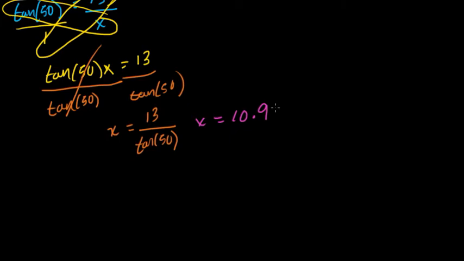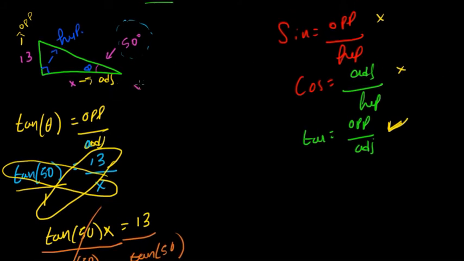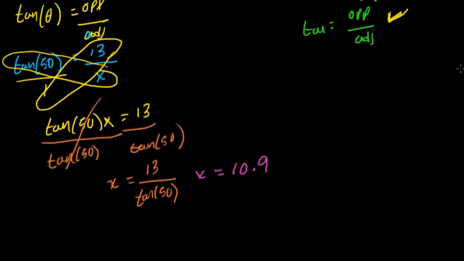So we've answered this question by using the trig ratios here. So we have x is equal to 10.9, based on me solving for this side by using the trig ratios. Okay, let's do one more example here.